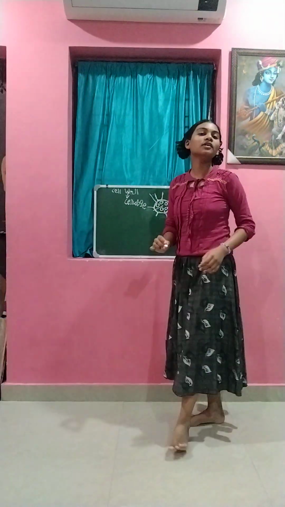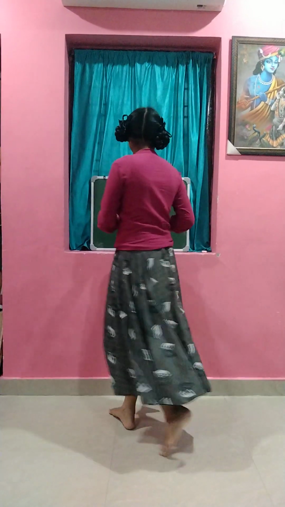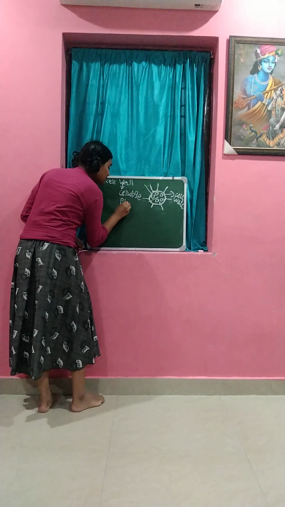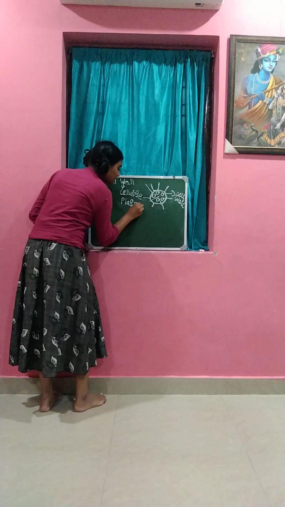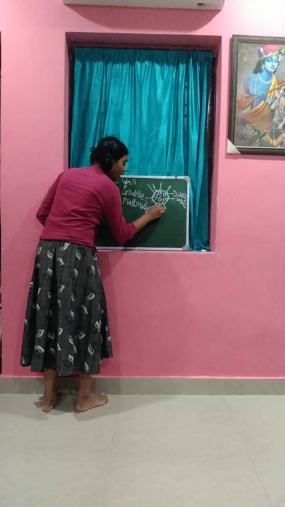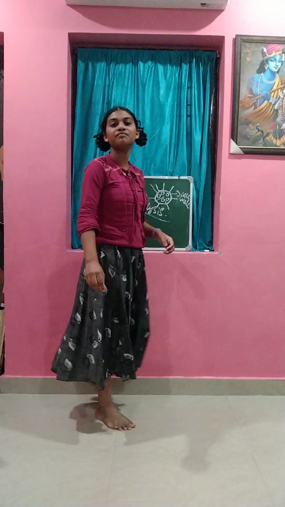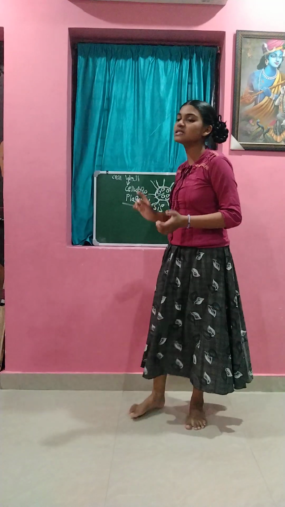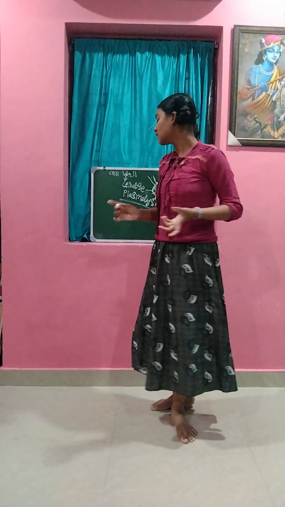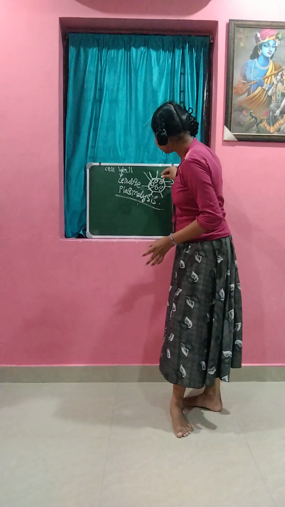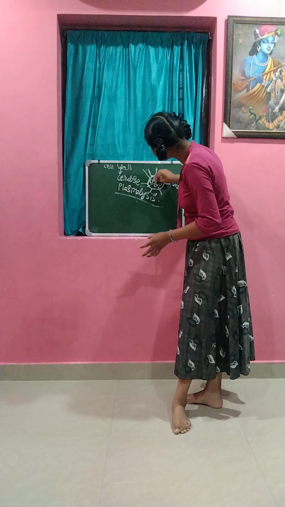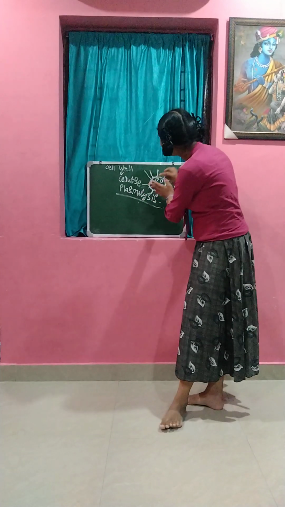Now we are going to discuss plasmolysis. Plasmolysis means the shrinkage of the cell membrane away from the cell wall. It is simple, no need to learn much. In short, the cell membrane shrinks and moves away from the cell wall, and that is nothing but plasmolysis.